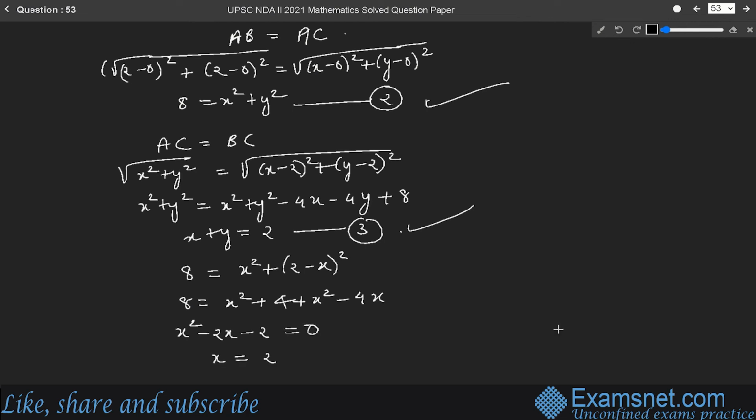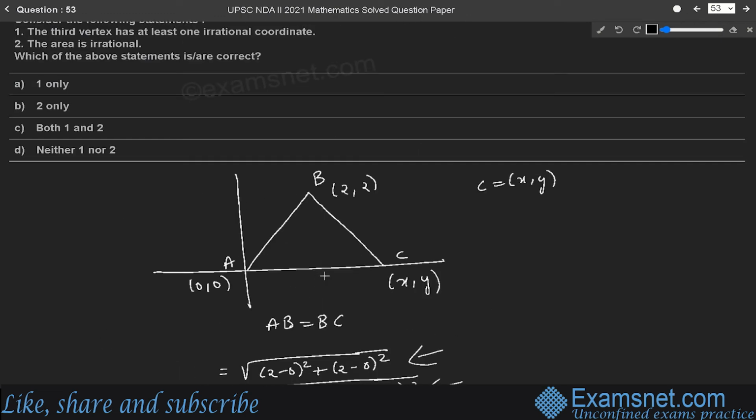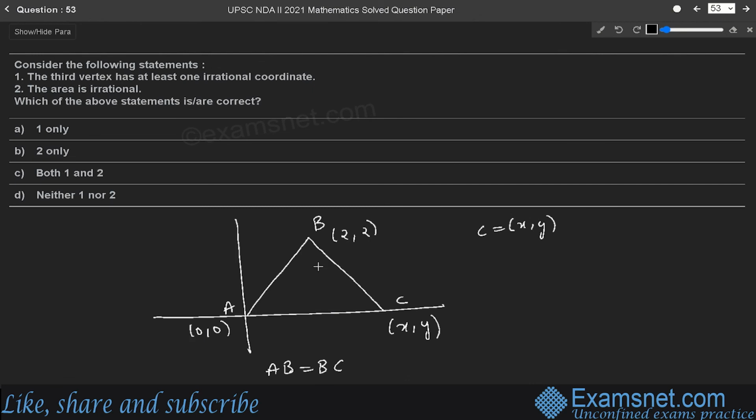So x will be equal to (2 plus minus under root of 4 plus 8) upon 2, which is equal to (1 plus minus root 3) upon 2. So this is the value of x. Hence we can say that the third vertex has at least one irrational coordinate. Therefore the area will also be irrational. So for the given question, both statements 1 and 2 are correct. Therefore the correct option will be option C, which is both 1 and 2.